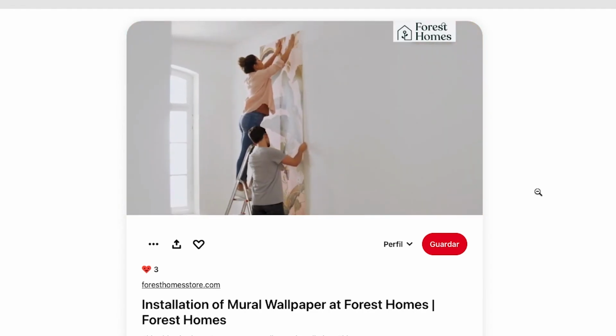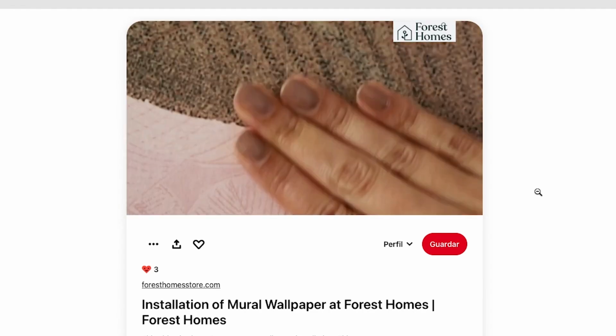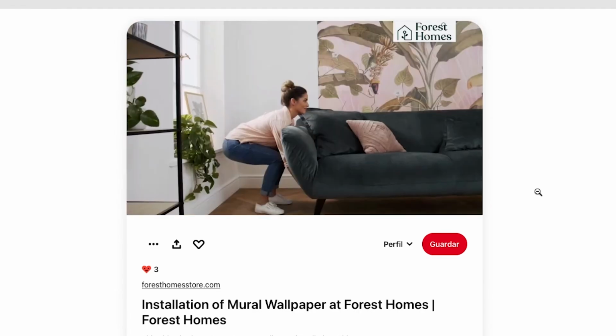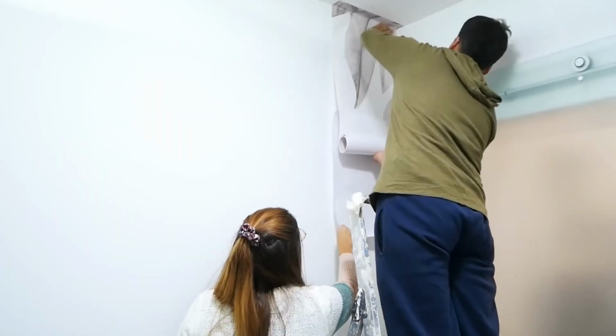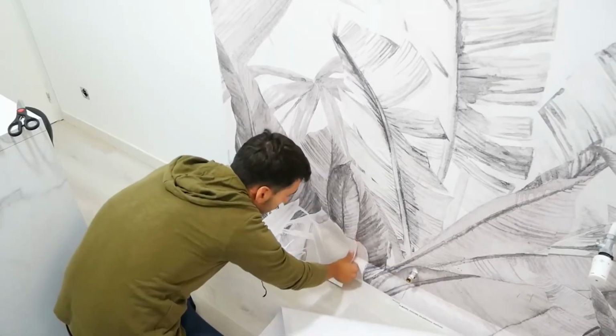It can be a forest, it can be a jungle. There really are many murals, they are very beautiful, and it would be as if we filled an entire wall with a painting. I think it's very original, and we did it in our kitchen like this, a little wild with some little plants, very beautiful in black and white. And the truth is that we were very happy.